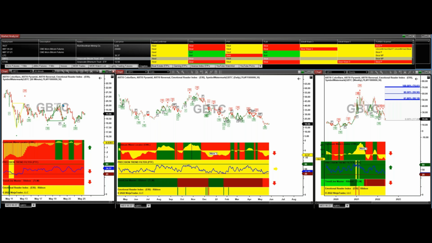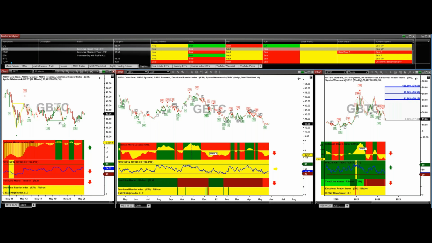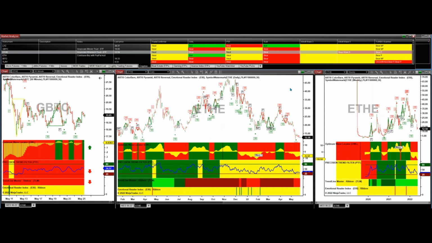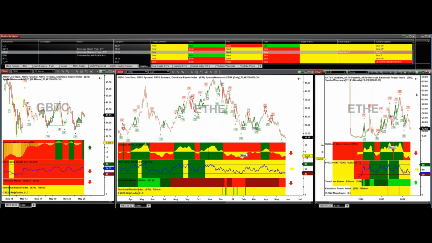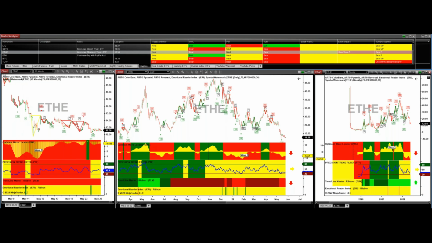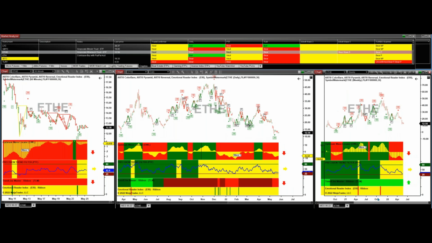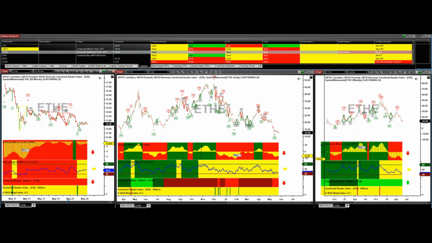All right, let's see what else. I wanted to take a look at a couple of the others. Here's the ETHE, Ethereum Trust. Let's see what that shows. So all these are pretty bearish right now. Doesn't mean it can't turn around, but you've got to wait for it to turn around. You can't just jump in.